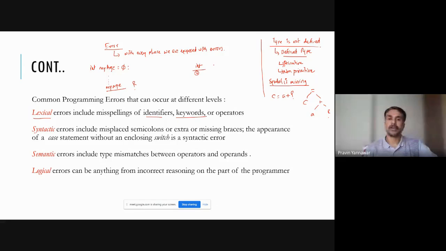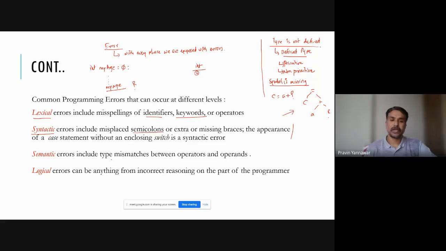Or if operators are not proper, then again the things are lexical. It is included into lexical errors. Now, if you look at syntactic errors, particularly those with semicolons, errors include a misplaced semicolon or extra or missing brackets, or the appearance of a case statement without being enclosed with a switch, or any syntaxes. So particularly, this can be a very good example of a syntactic error.